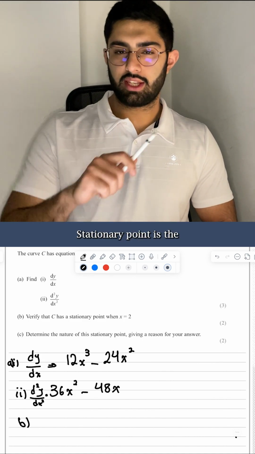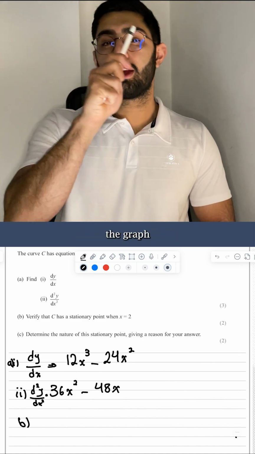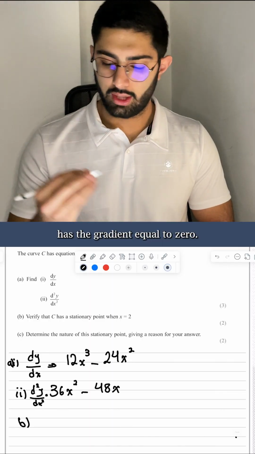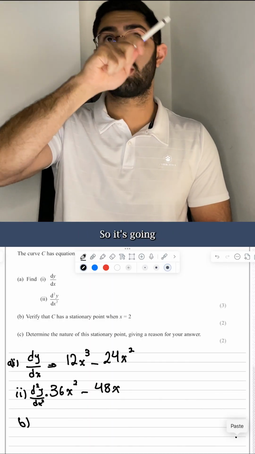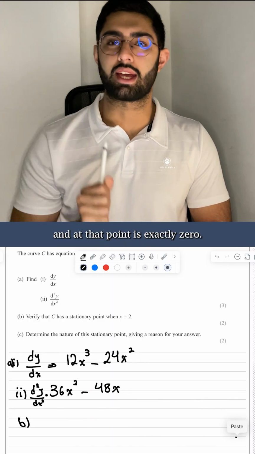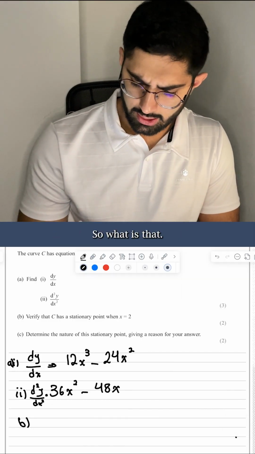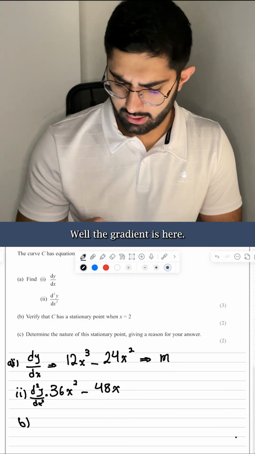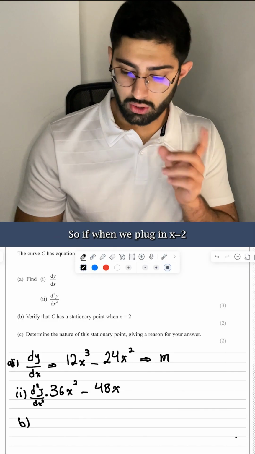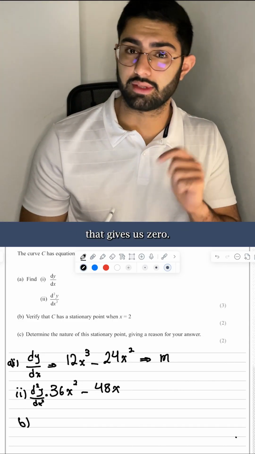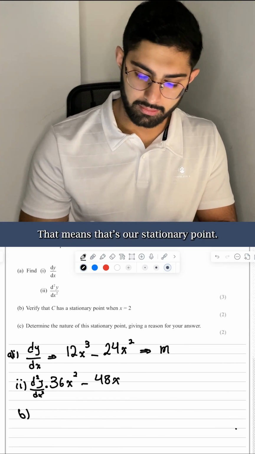Part B says verify that C has a stationary point when x is equal to 2. What is a stationary point? A stationary point is where the graph has gradient equal to 0. Its gradient is exactly 0 at that point. The derivative gives us the gradient, so when we plug in x equals 2, if that gives us 0, that means it's our stationary point.